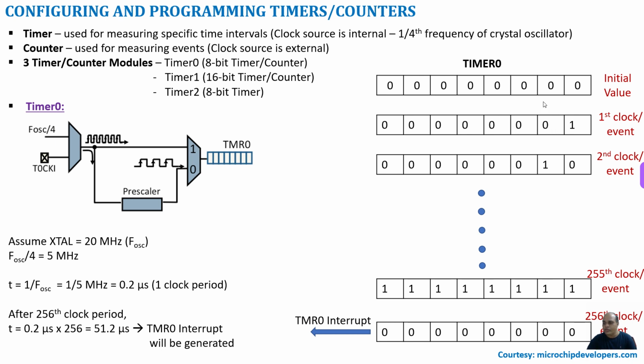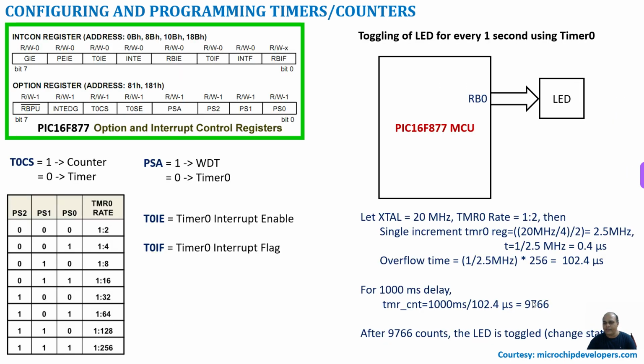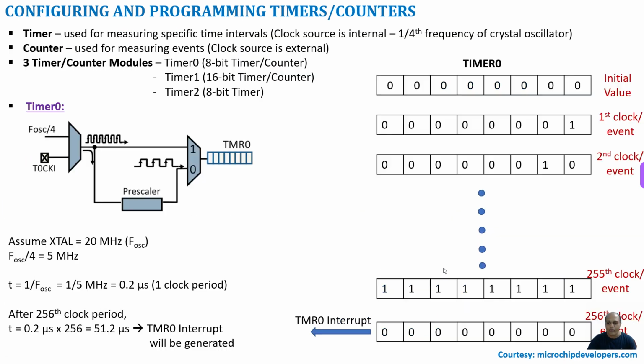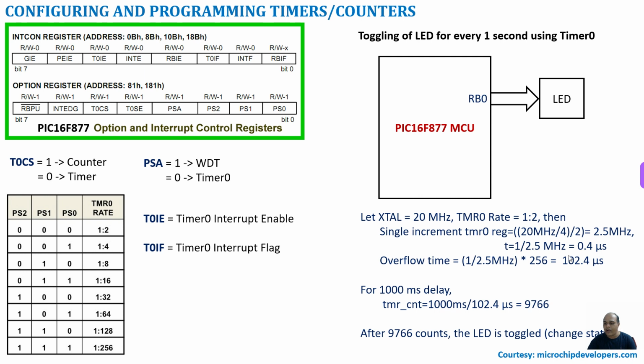If I want to do this operation 256 times, then I need to multiply 0.4 microsecond by 256. Thereby 102.4 microseconds it will take for the timer to overflow. So this is for one overflow. For the timer to overflow once, I require a time period of 102.4 microseconds.